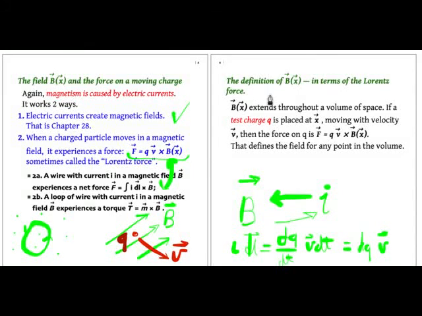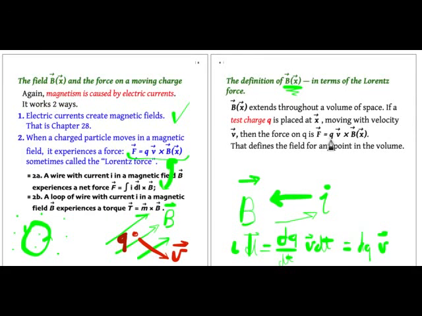Now, we use that phenomenon of the force on a moving charge to define what is the magnetic field. The magnetic field is spread out through a large volume of space. So B of x extends through a volume of space. B is a function of position. If you put a test charge Q at a point x and give it a little velocity v, then the force on Q will be QV cross B at x.